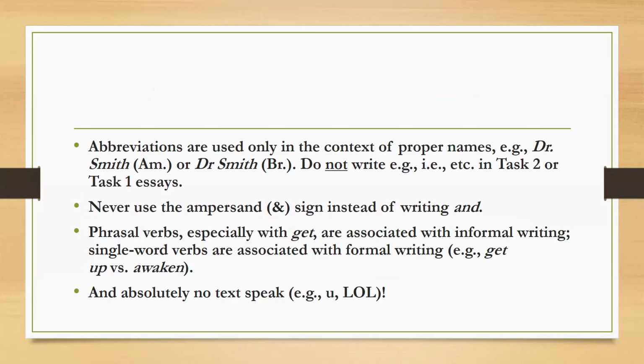When you're writing the essays, you're writing the letters, abbreviations should only be used in the context of proper names. For example, Dr. Smith, BA, or Dr. Smith, BR. BR, BA are titles. Doctor is a title. Do not write e.g., i.e., etc. in the Task 2 or Task 1 essay.